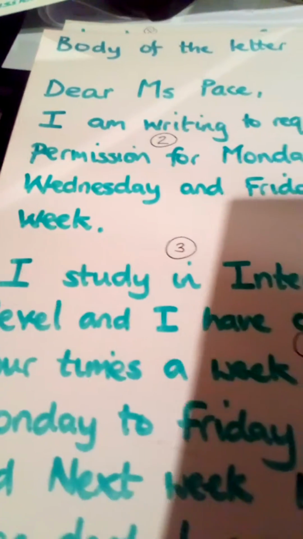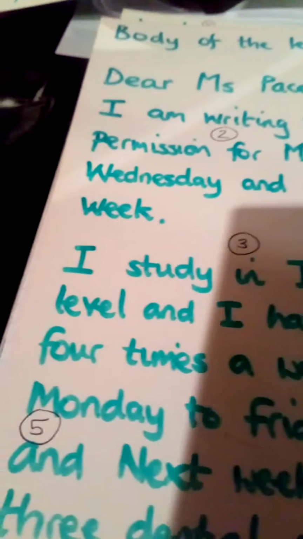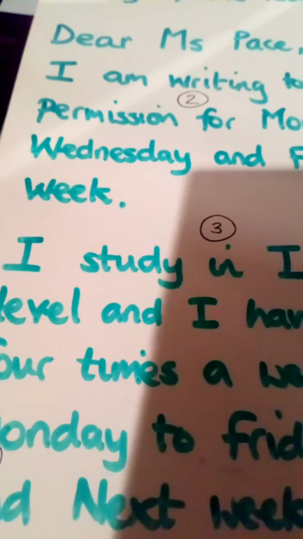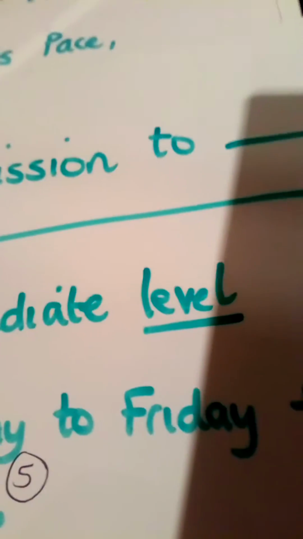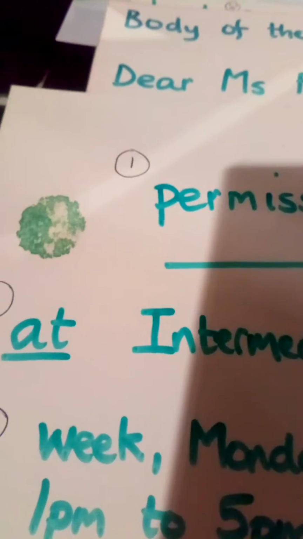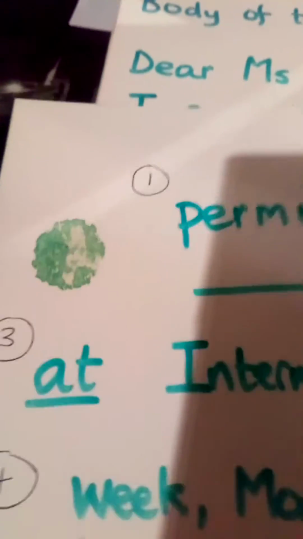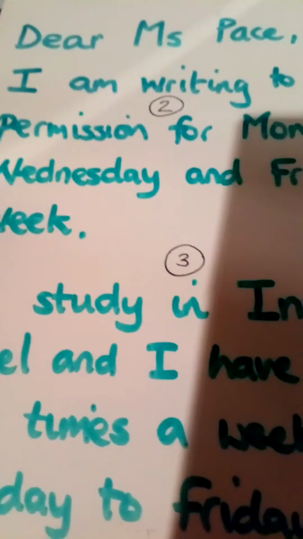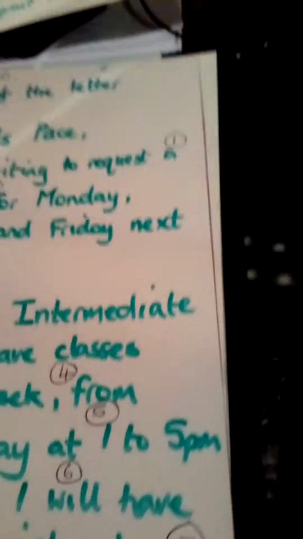And you've written, I study in intermediate level. The most important thing about that is the phrase, because in English, when we're talking about a level, we would always use the word at. So the word at links with the word level. So I study at intermediate level. I study at level 1. I study at entry level. So in English, just remember that when you're talking about a level, you use that word at. So that would make your sentence, I study at intermediate level.